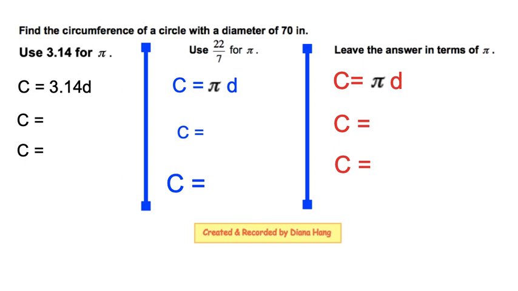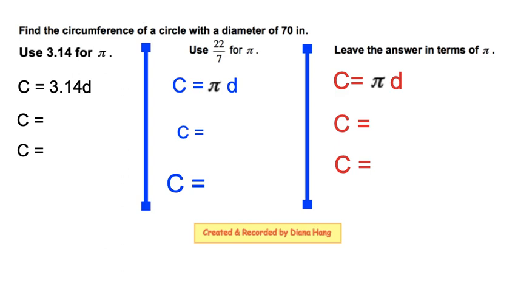So in this question, we'll be doing it in 3 different ways since some textbooks ask you to use different values of pi, and then also sometimes some textbooks will ask you to leave the answer in terms of pi. So the information that we have is a circle with a diameter of 70 inches.